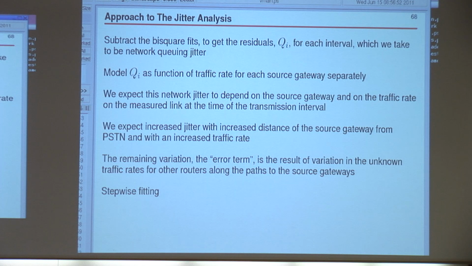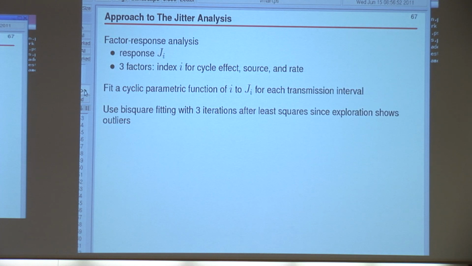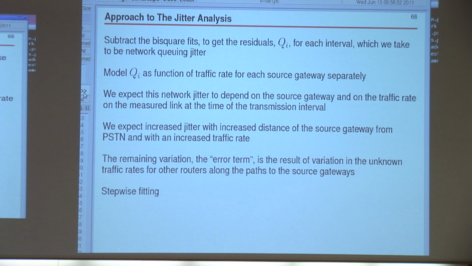Okay, so the idea is this: we're going to fit a cyclic function to the jitter, then subtract the bi-square fits and get the residuals, q sub i. So we get a cyclic function that's been fitted, and it's exactly cyclical. We subtract it away, and we say, okay, that cycle is what's coming from the gateway, and the rest of it is the network jitter, the network queuing jitter.